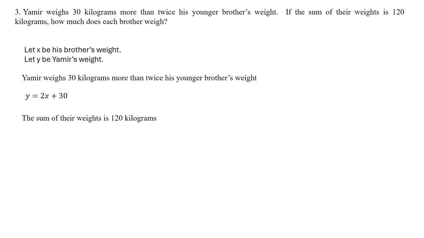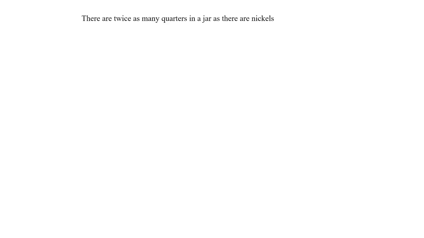We're also told that the sum of their weights is 120 kilograms. So X plus Y equals 120. There are twice as many quarters in a jar as there are nickels. Now this scenario can be very easy to get backwards. So I'm going to give you a little example using diagrams of how we might be able to sort this out.